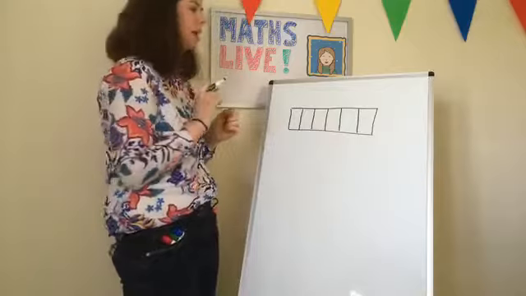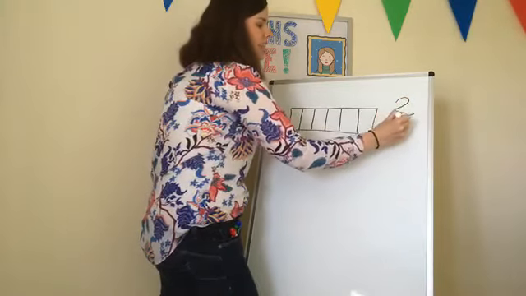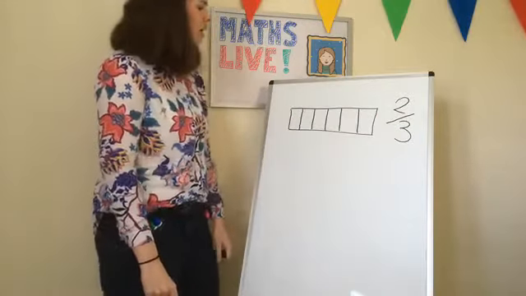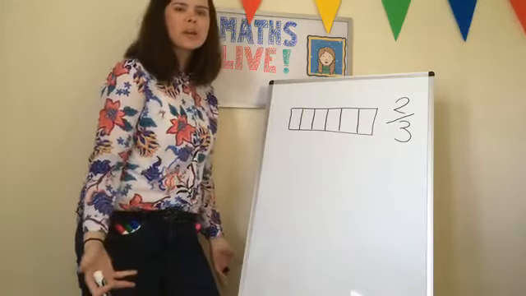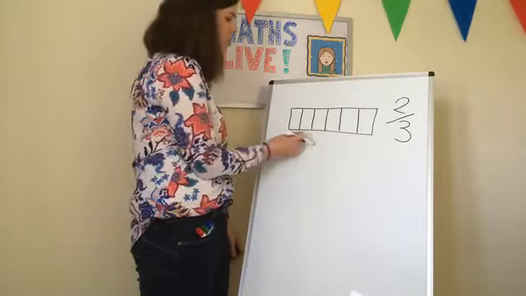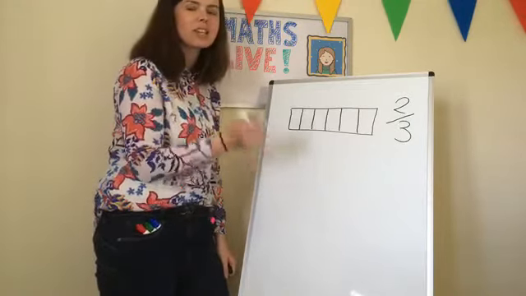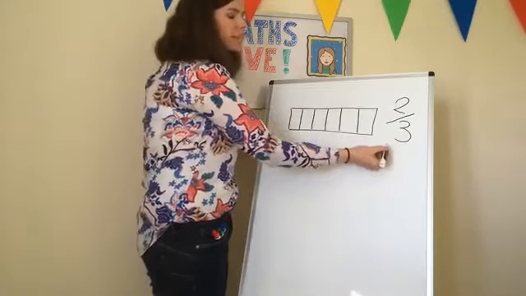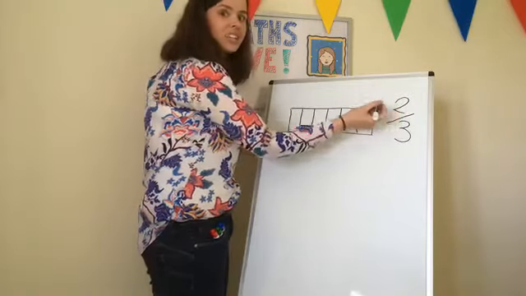Now you'll see. Because my question is, shade in 2/3. How can you shade in 2/3 if there's not 3 parts there? There's 6 parts. This is why you use that rule. What this means is for every 3 parts, shade in 2.